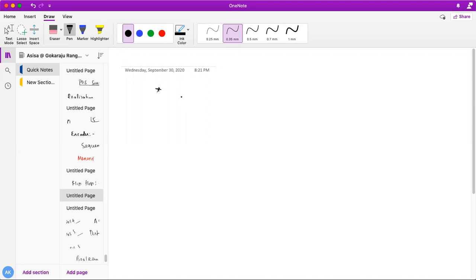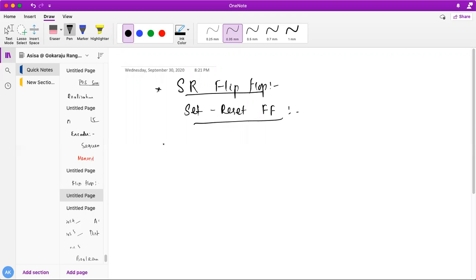Now we'll start with the basic flip-flop here, the SR flip-flop. As I told you, the SR flip-flop is a sequential logic circuit, which is also called the set reset flip-flop, set reset FF. First we are going to start with the logic symbol.